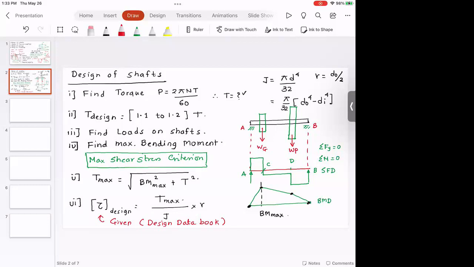Now I'm going to work out some problems, but before I actually work out the problems, I want to talk about keys and coupling, actually keys, and then I will work out a complete problem. Students online, any questions?